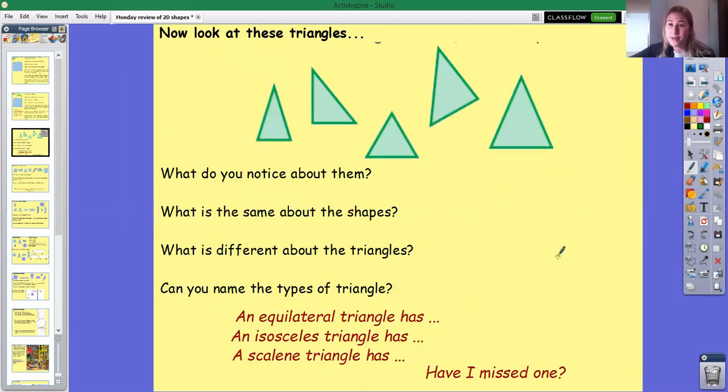Okay, moving on to the next activity. I want us to recap triangle names. These are names that you should have come across before, but if not, it's good that we're having this opportunity now to look at those. Okay, so look at the triangles, pause the video, have a think about the questions.